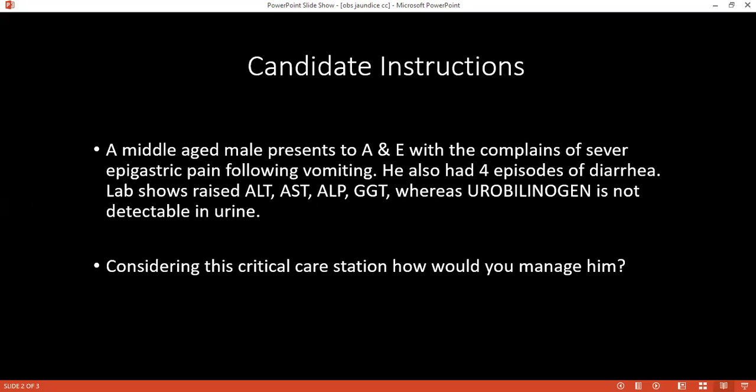Considering this, what is the provisional diagnosis that you consider the patient has? According to the scenario, it is most probably obstructive jaundice. Why do you think so? Because urobilinogen is not detectable in urine, because there is obstruction of the bile duct. So the bilirubin cannot reach the intestine, so it cannot be detected in the urine.